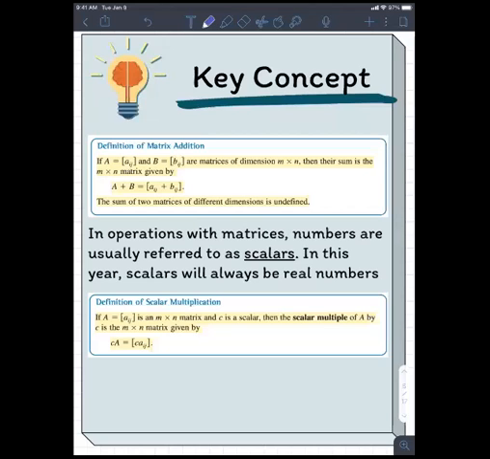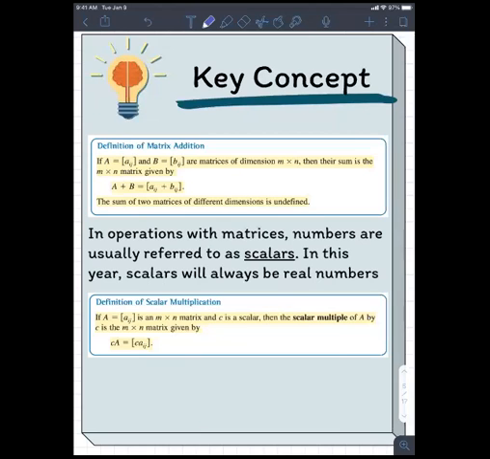Cool. And then when you're multiplying a scalar multiple, whenever we're talking about matrices, it's always going to say a scalar multiple. That's just meaning a real number that you're multiplying by, like 5. And to multiply by a number, you would multiply everything in that matrix by that number. So if it was like 5 times the matrix, then you multiply everything in the matrix by 5. Cool?